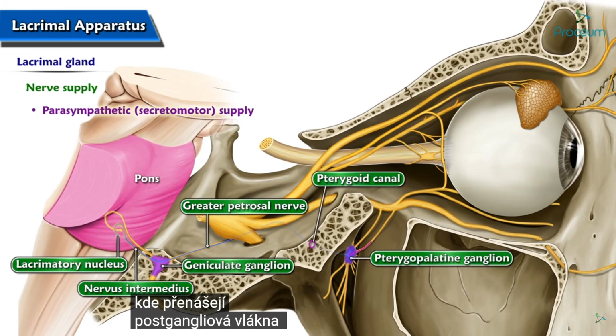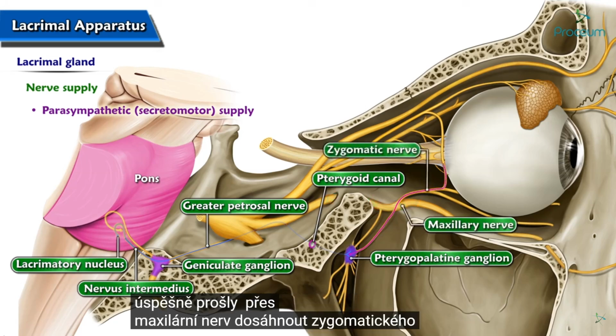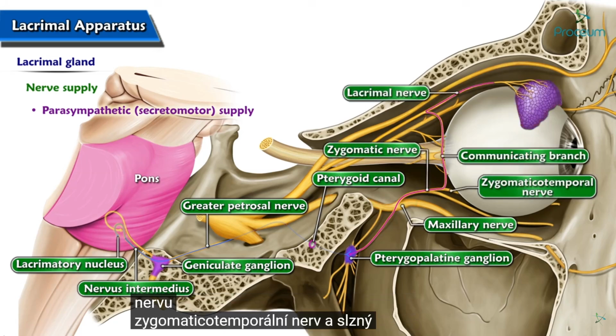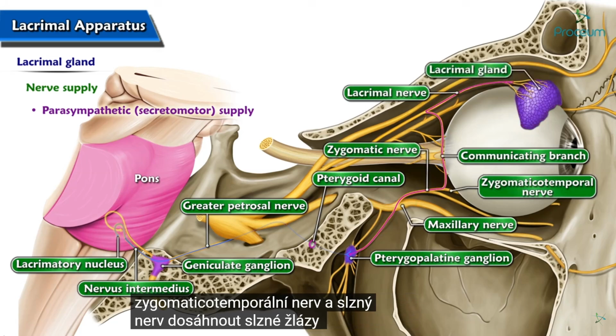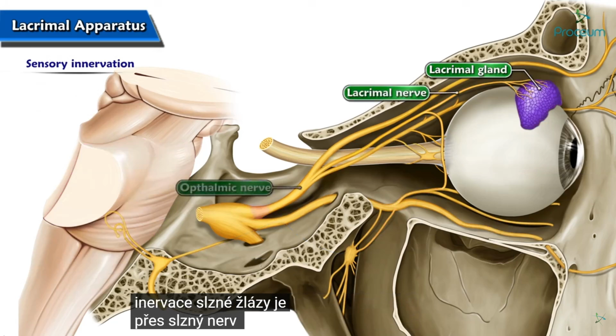The postganglionic fibers arise from the cells of the pterygopalatine ganglion, pass successively through the maxillary nerve, reach the zygomatic nerve, zygomaticotemporal nerve, and lacrimal nerve to reach the lacrimal gland. Sensory innervation of lacrimal gland is via lacrimal nerve, a branch of ophthalmic nerve.